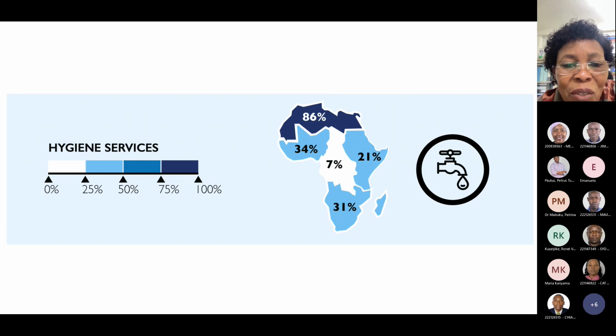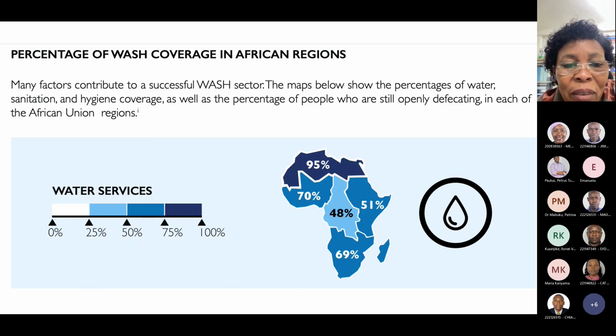That's hygiene. Let's go to the water map. Yes, thank you. Now you see the coverage of water in Northern Africa. We can say this contributes to their low mortality as opposed to other regions.